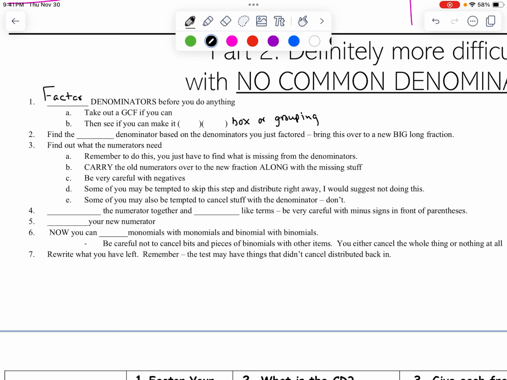Number 2, find the common denominator based off the denominators you just factored. Bring that over to a new big long fraction. CD stands for? Common denominator.